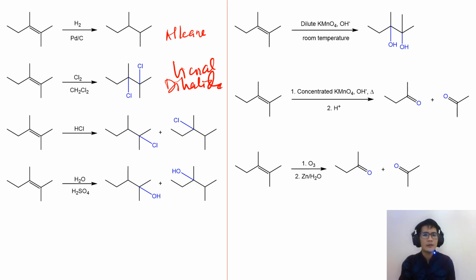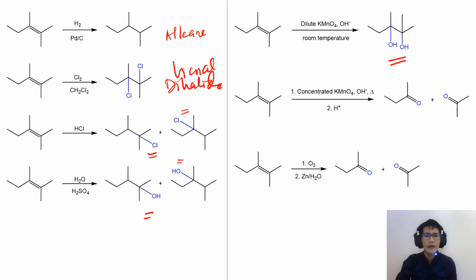As for number 3, I have told you earlier, you can add the Cl at the carbon on the right or the carbon on the left. So you will get the mixture of the two products, the haloalkane. Same goes to the hydration. You can add the hydroxyl group on both sides of the C double bond C, so you will get the mixture of two isomers of the alcohols.